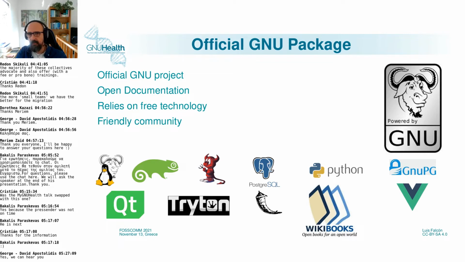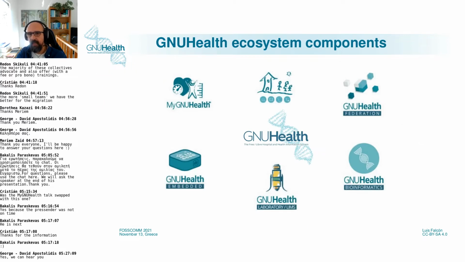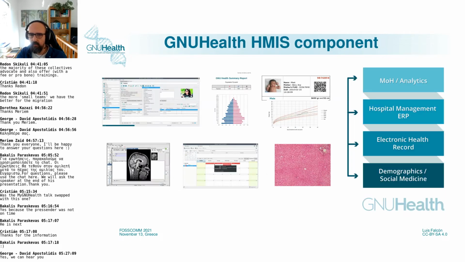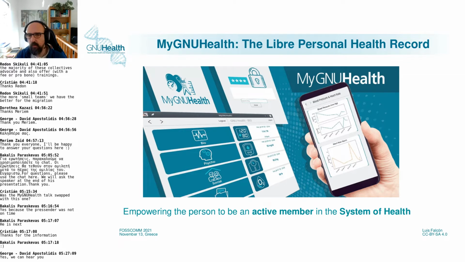As I said, this is an official GNU package. All of these components are free software. And here you have the main components of this ecosystem. The one that I'm going to be talking about now is MyGNUHealth, right? But you have others. You have bioinformatics, you have GNU Health on single board computers, and you have the federation to build very large networks nationwide, right?